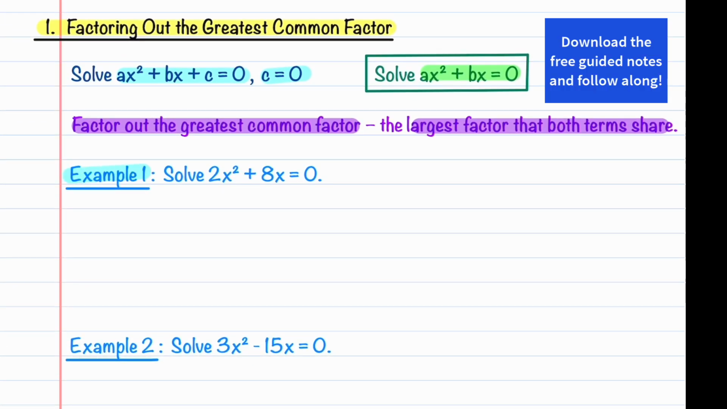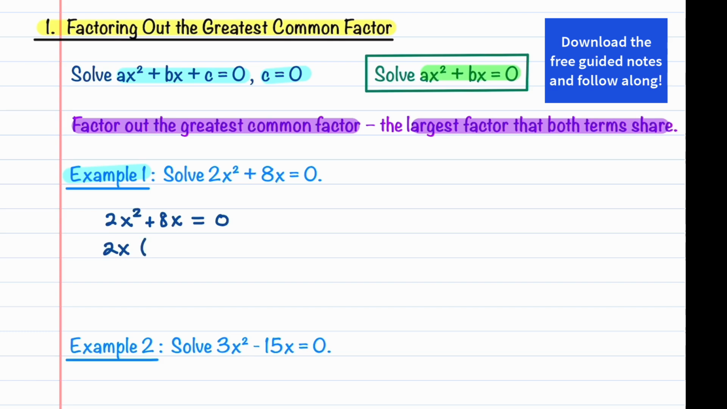Let's look at our first example. I'm going to begin by writing down our problem. We have 2x squared plus 8x is equal to 0. We're going to factor out the greatest common factor. So we're going to look at both of these terms and find the largest factor that both of them share. We can see that both of them share a 2, so we're going to pull the 2 out, and then both of them have an x, so we're going to pull an x out. So the 2x is what's called our greatest common factor.